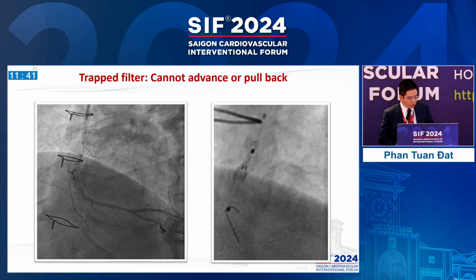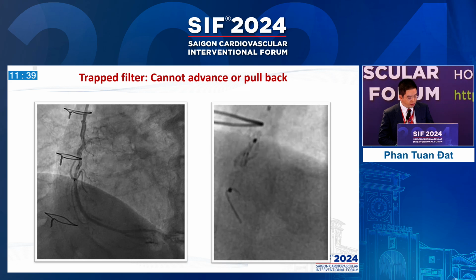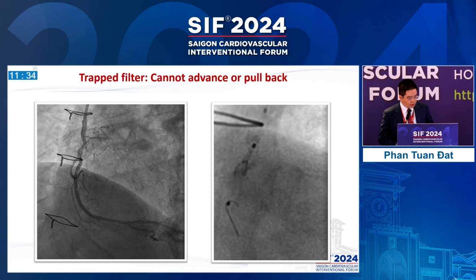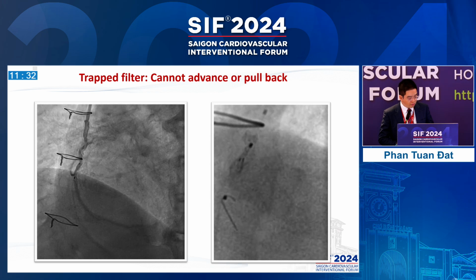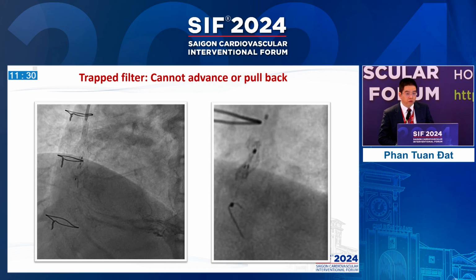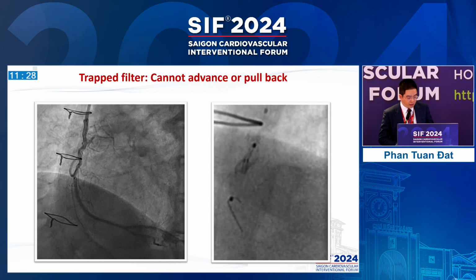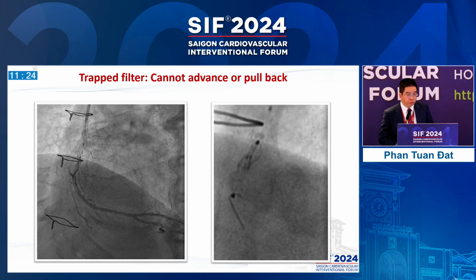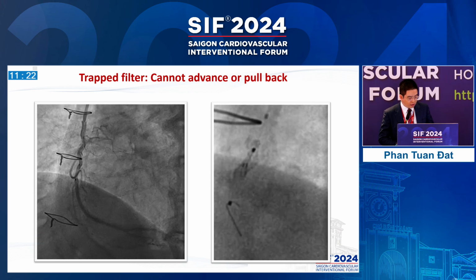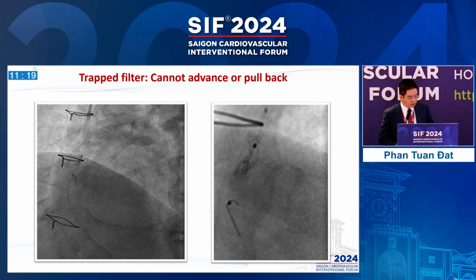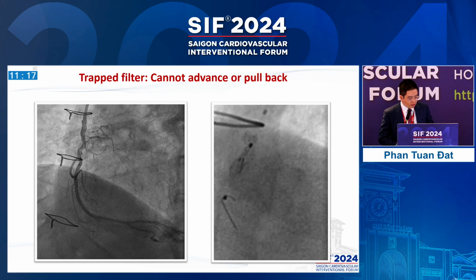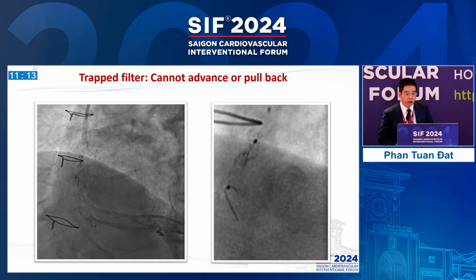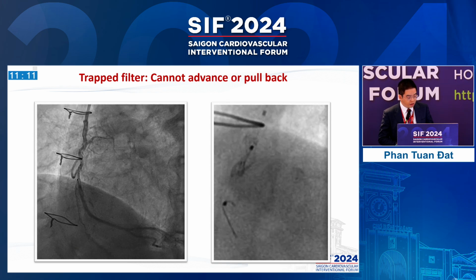And while we are attempting to retrieve the spider filter, we encountered resistance here. The retrieval catheter, you can see, cannot cross the SVG stent because I think the stent is not fully expanded after the post-dilatation. Because of that, we tried to pull back the spider device, but it became trapped within the distal stent.